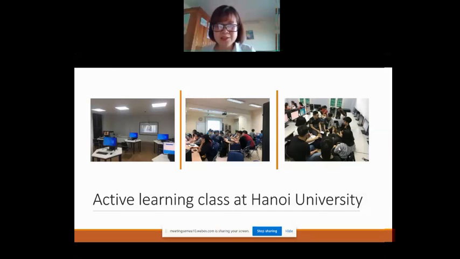As you can see, there are some pictures. These pictures were taken from active learning classes at Hanoi University. The design of the classroom is easy to rearrange to make space for different kinds of activities. And we know that a good teaching method requires both careful planning and understanding how to use our active learning classroom as a tool to further student success.